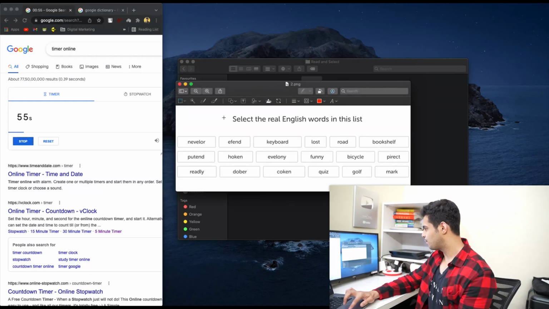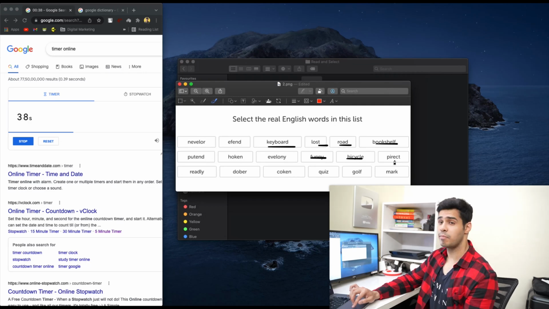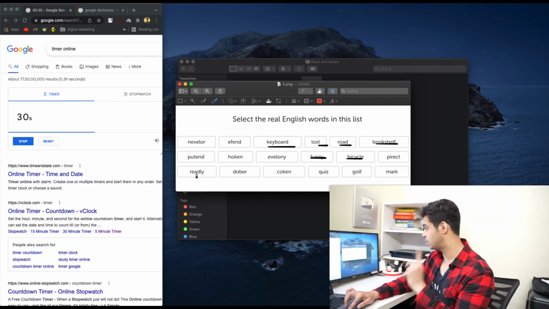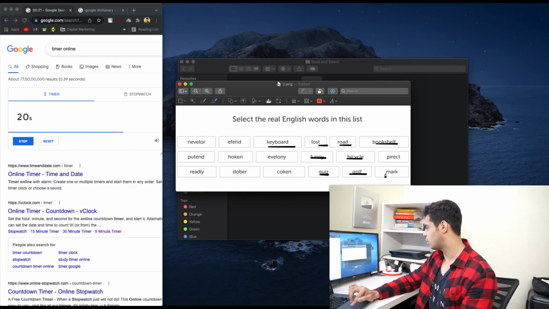Let's begin. Okay, so niveler, I do not think it is a word. Offend, not a word. Keyboard is a word. Lost is a word. Road is a word. Bookshelf is a word. Pretend, no. Hoken, no. Abalone, no. Funny, yes. Bicycle, yes. Pirate, sounds like pirate, but it is actually not a word. Readily, sounds like readily. See how they are missing just one vowel. It's not a word. Dober. Doberman. I'm not quite sure what they were trying to do over here, but not a word. Koken, not a word. Quiz, golf, and mark are all words.